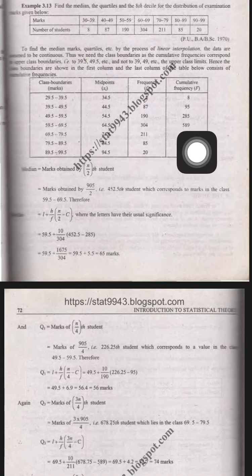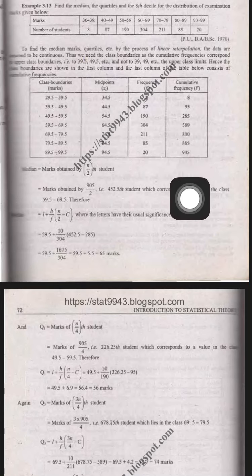Now further, the frequency is given here and the cumulative frequency I find here. So 8 as it is, 8 plus 87 is 95, plus 190 is 285, 285 plus 304 is 589. Like that I found the values of the cumulative frequency. So this value 905 here is the value of n.